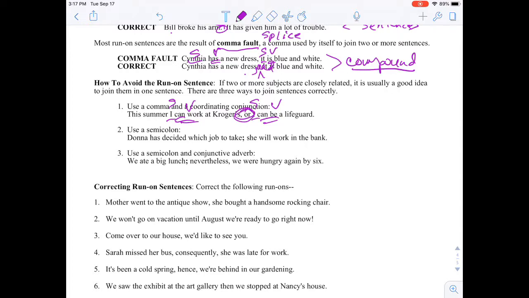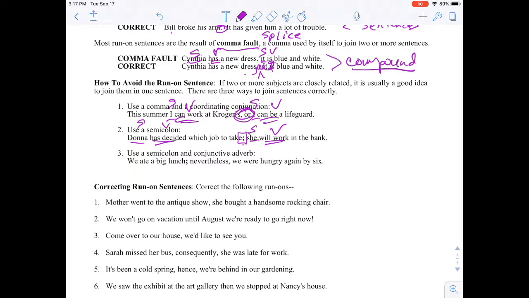You can also use a semicolon in place of the comma and a conjunction. So Donna, subject, has decided, verb, which job to take, semicolon. She, subject, will work in the bank. So instead of using a comma and a conjunction, we're using a semicolon.